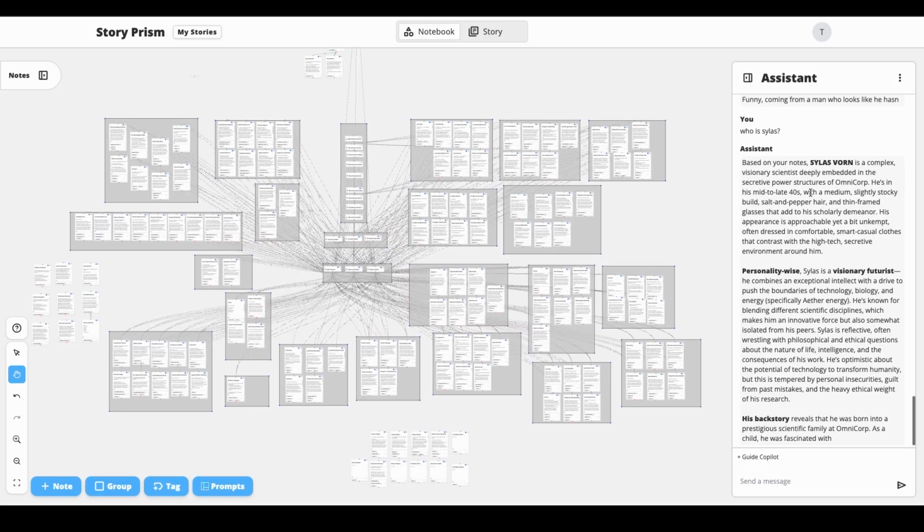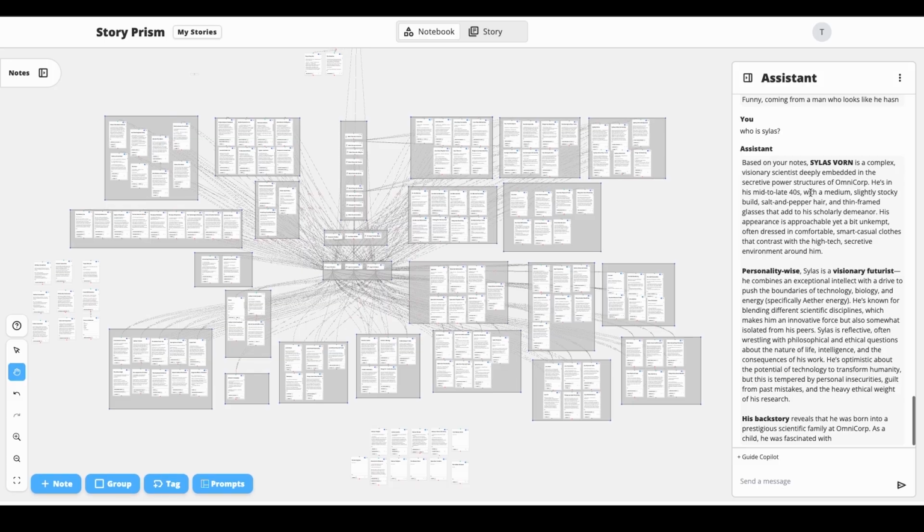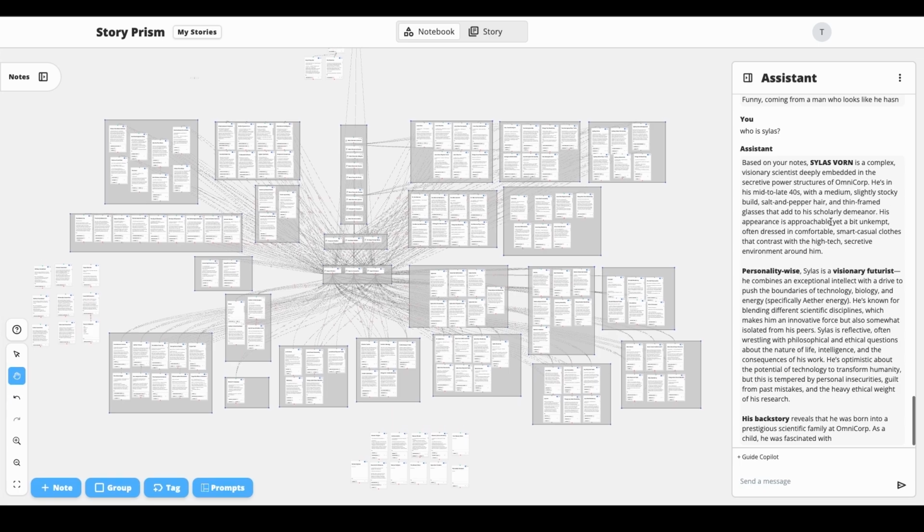So he's a visionary futurist. He combines an exceptional intellect with a drive to push the boundaries of technology, biology, and energy, specifically aether energy. He's known for blending different scientific disciplines. Okay. So yeah, this pretty much can give you a comprehensive backstory on really whatever you want.